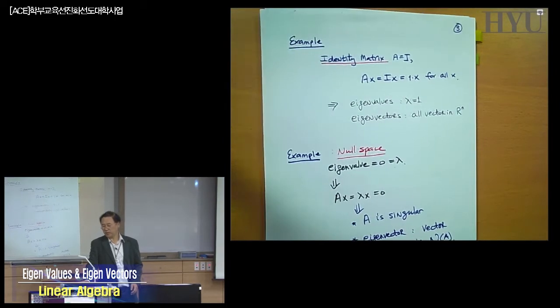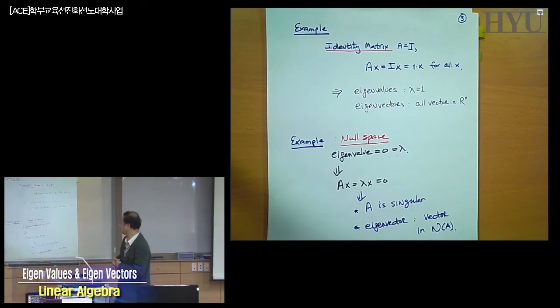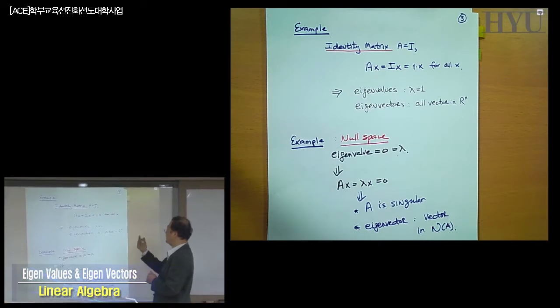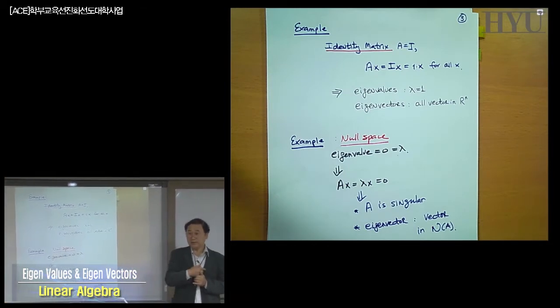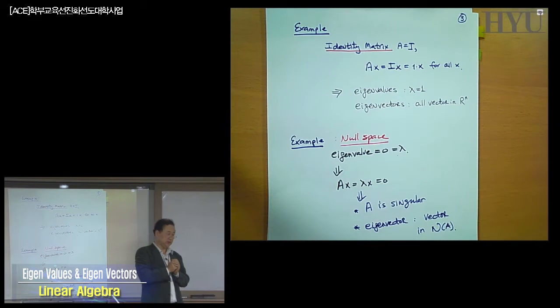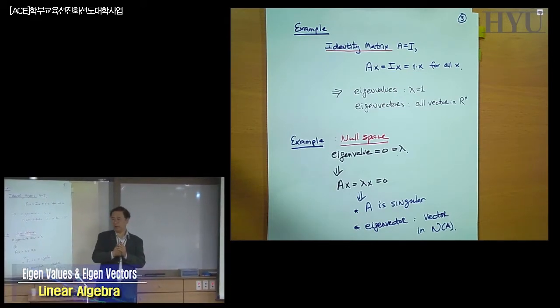Let me show some examples. In the case of the identity matrix, when you multiply x, the same x always comes out, right? So in that case, what's the eigenvalue? It's 1, right? That's by definition. Then what are the eigenvectors?